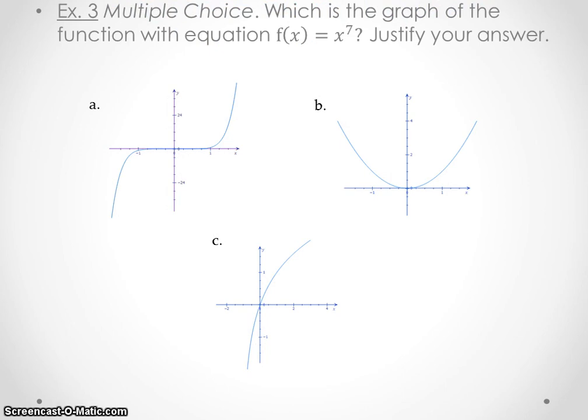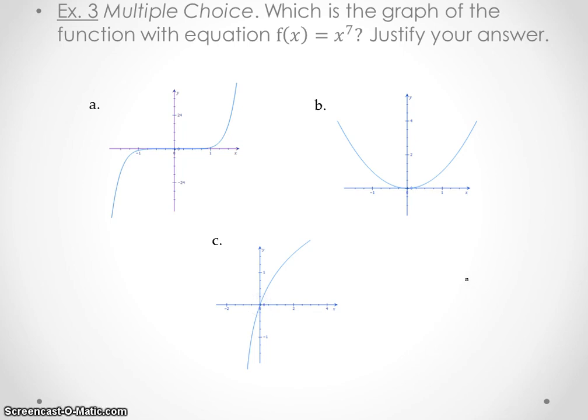All right, last question, multiple choice. Which is the graph of the function with the equation f of x equals x to the 7th? Justify your answer. Alrighty, so we know they all have to go through 0, 0. We just talked about that, so this guy does, so we're good there. This one also goes through 0, 0. So does this one as well.